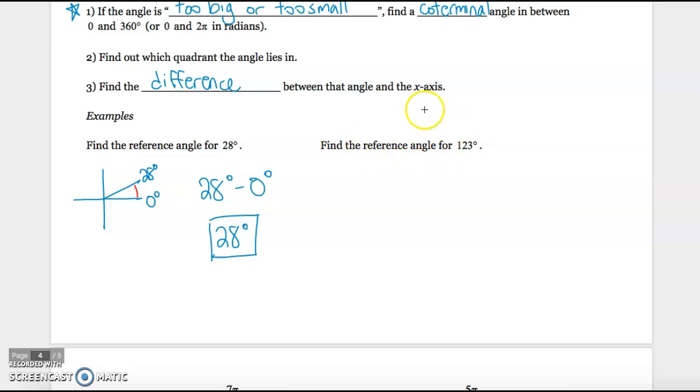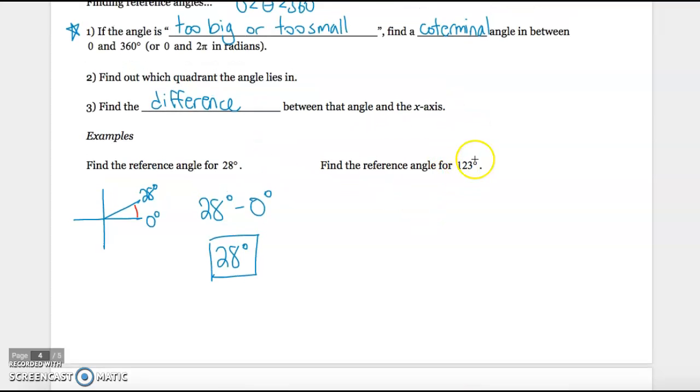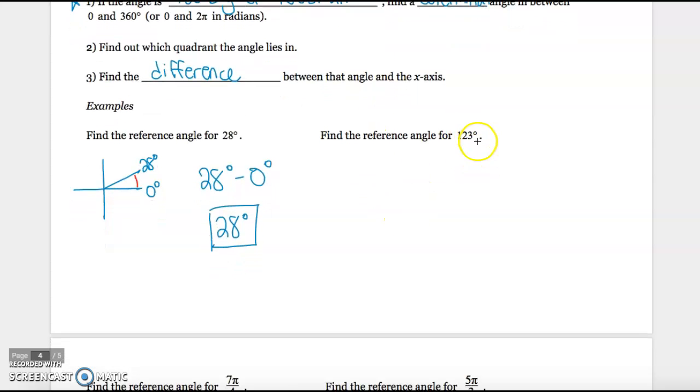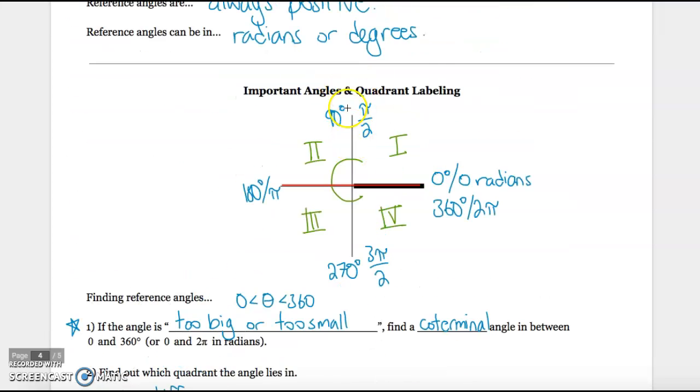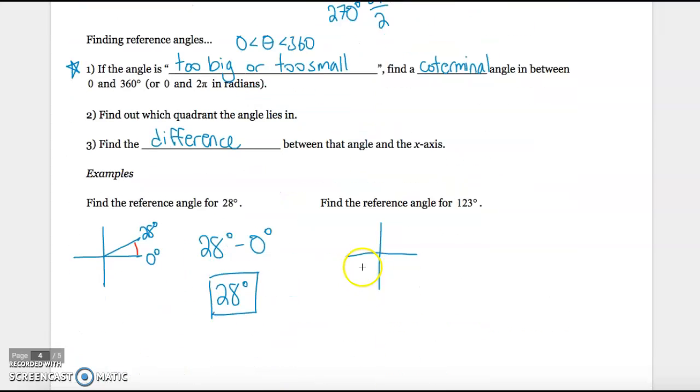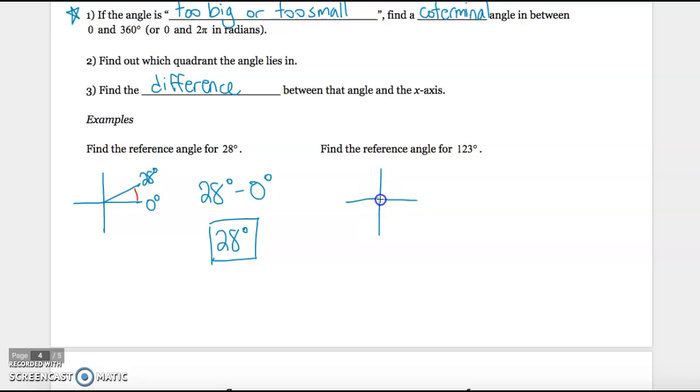Now let's look at 123 degrees. So first of all, you check, does 123 fit between 0 and 360? Correct, so I can skip step 1. The angle's not too big or too small. So I'll find out which quadrant 123 is in. And so 123 falls between 90 and 180. So I'm just going to draw, again, it doesn't have to be exact, but I know it falls somewhere over here. So there's 123 degrees.